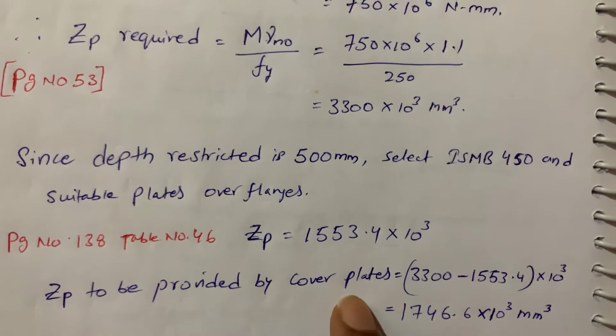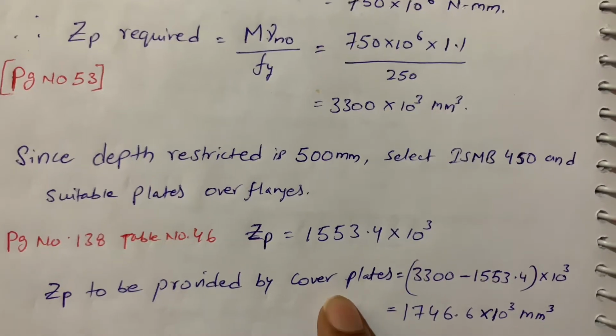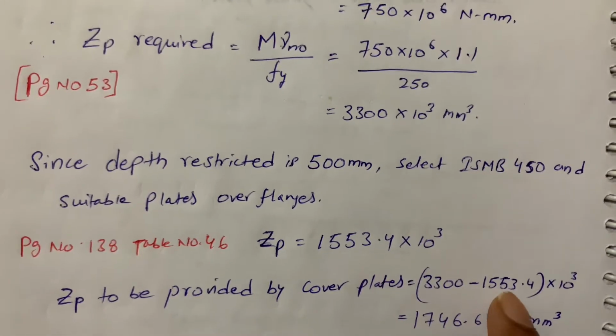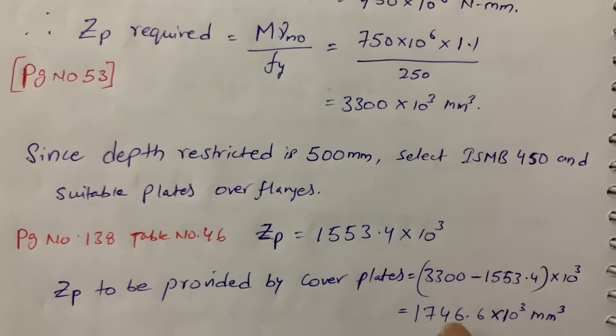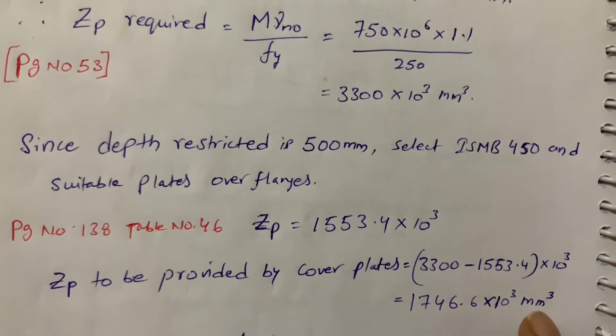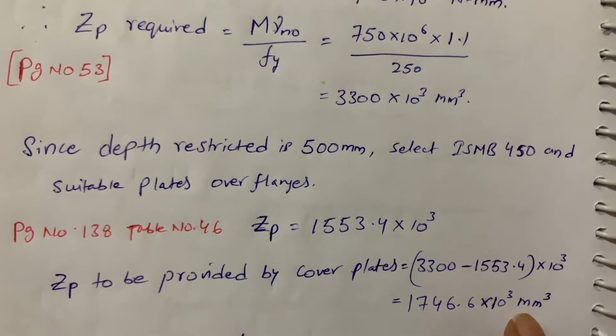Okay, but here ZP to be provided by cover plates. For the I section, the ZP to be provided by cover plates is 3300 minus 1553.4 into 10 cube. I got 1746.6 into 10 cube mm cube. Okay, this is what we are providing for cover plates.